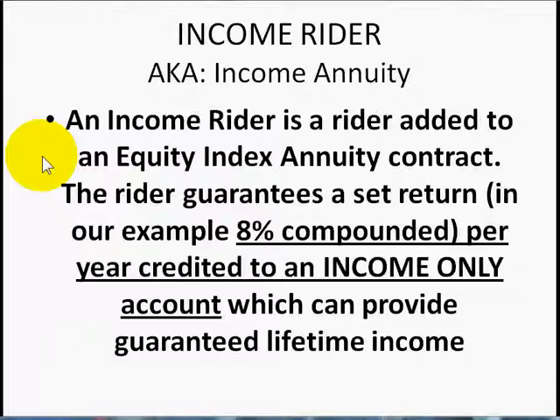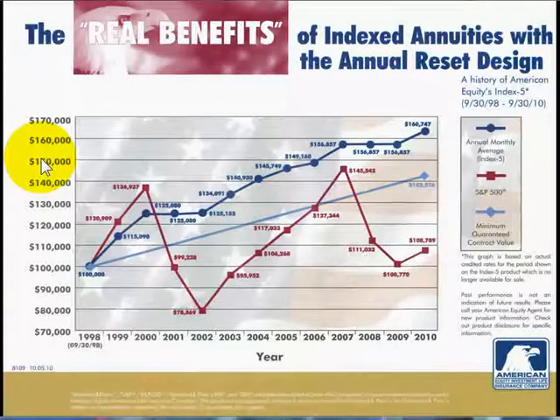That's probably the best income rider currently, but it's credited to an income only account. It's very crucial we understand what I mean when I say income only account. We're going to talk about that. That income only account will provide guaranteed income for life. So the first thing is to understand that this is a rider attached to an equity indexed annuity contract.